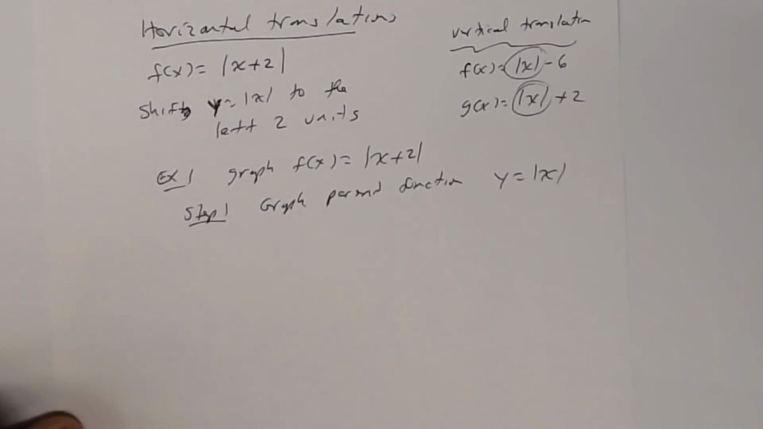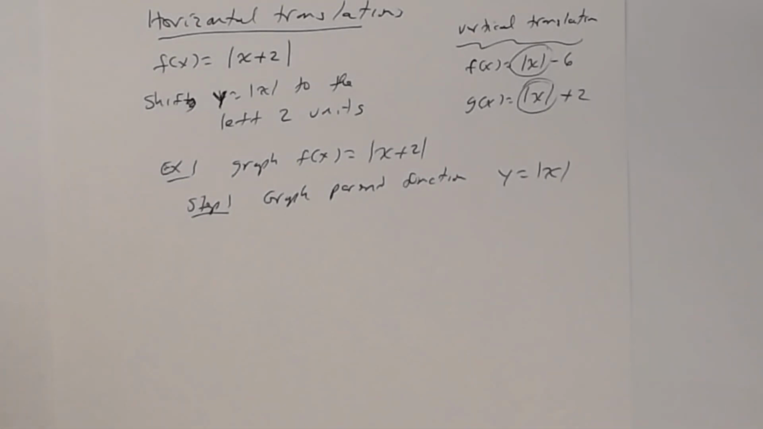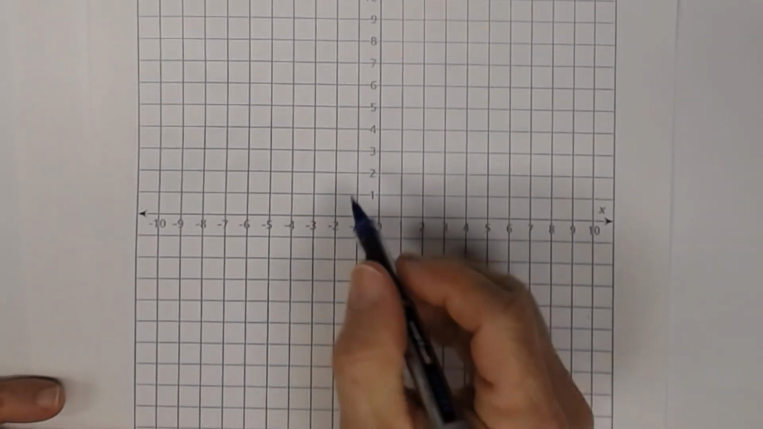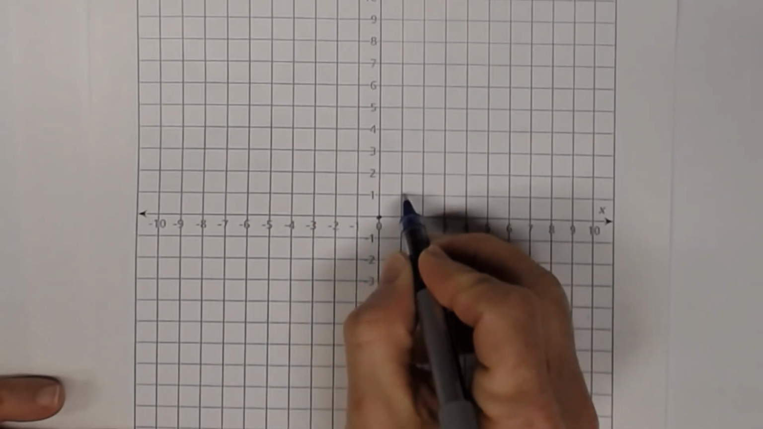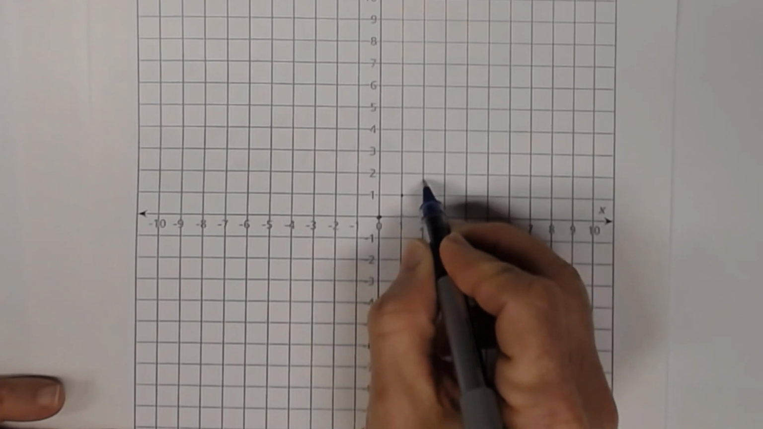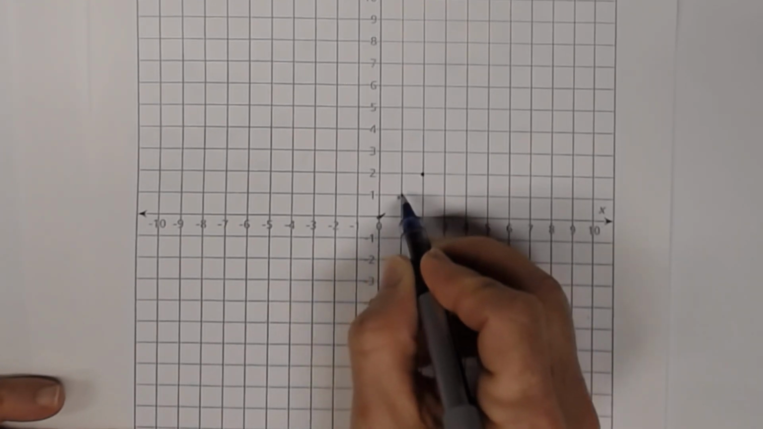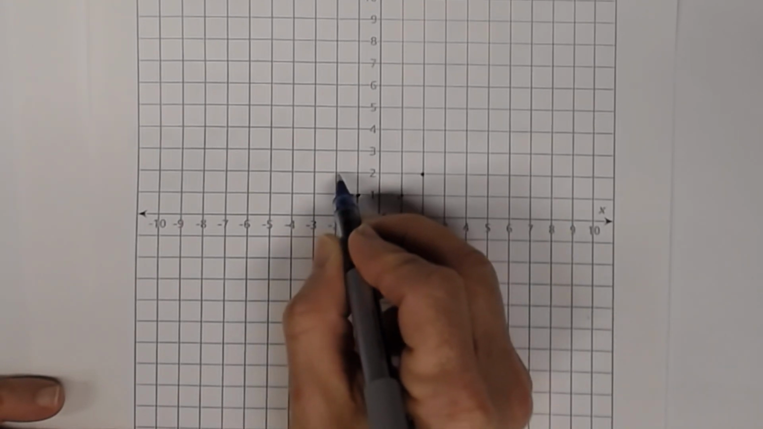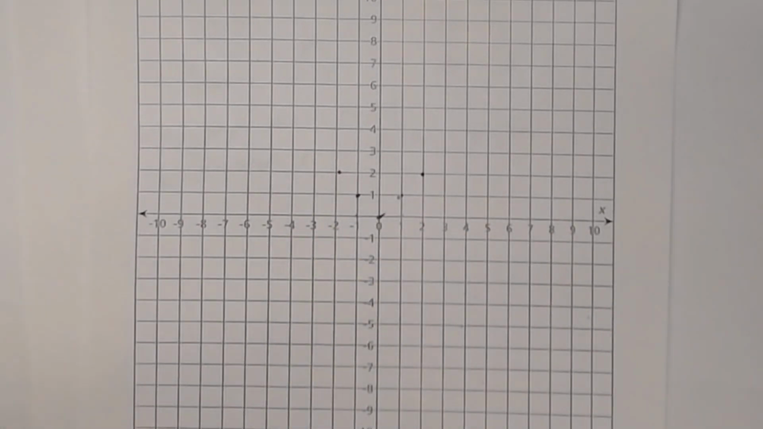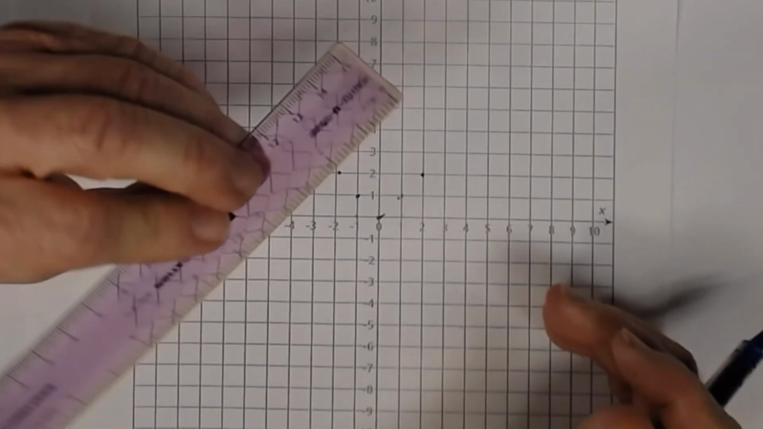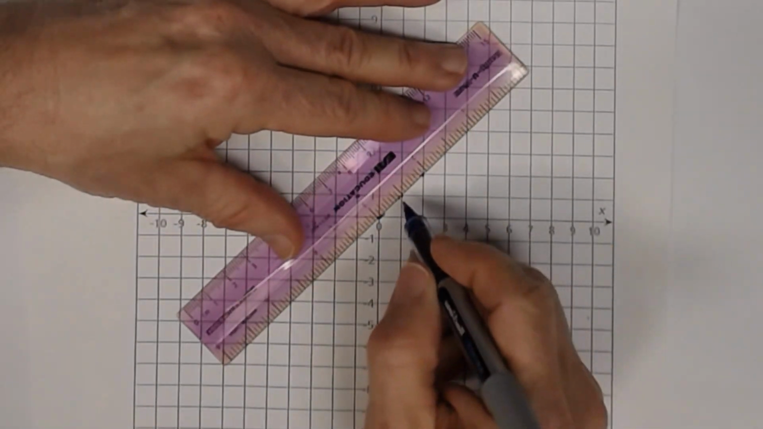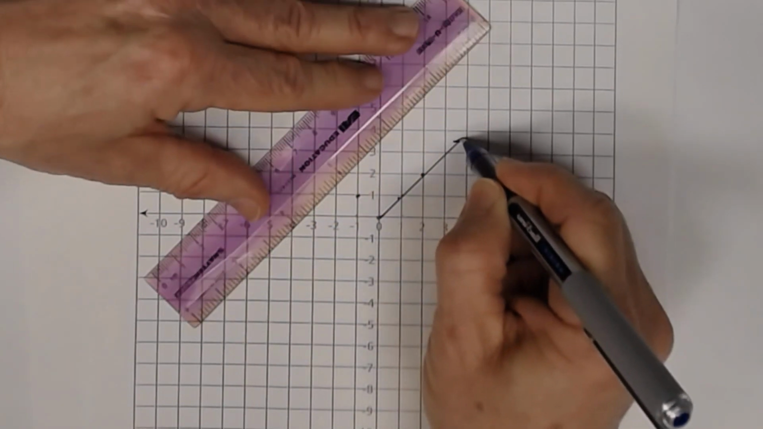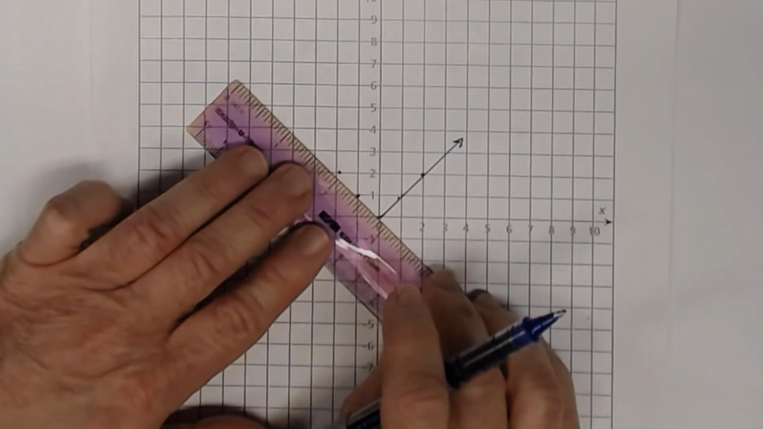We're dealing with absolute value, so my parent function is y equals absolute value of x. And we all know what the absolute value of x looks like. When x is 0, y is 0. When x is 1, y is 1. When x is 2, y is 2, and so on. When x is -1, y is +1. When x is -2, y is +2. And then do the best you can. You can use a ruler to help you draw a straighter ray. So you get this.